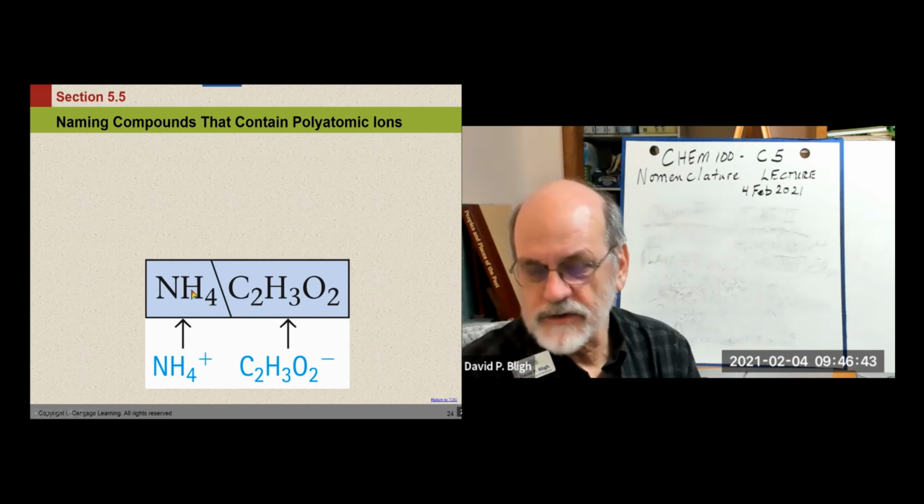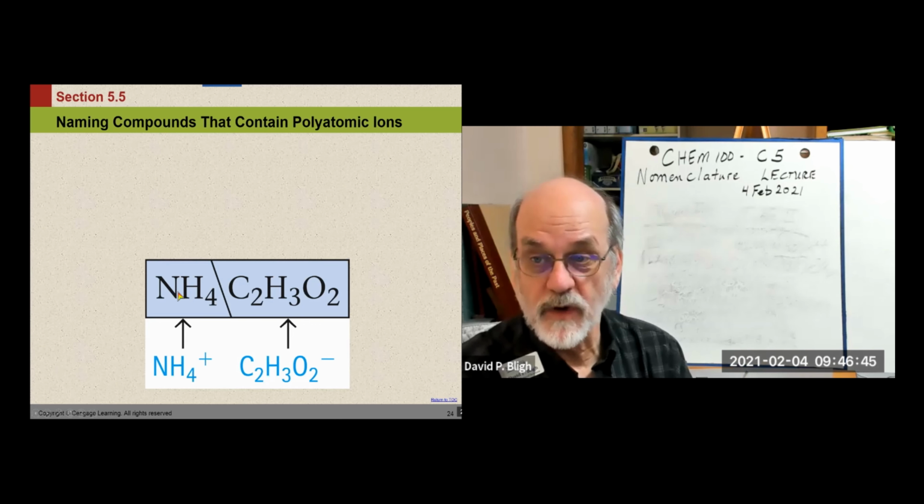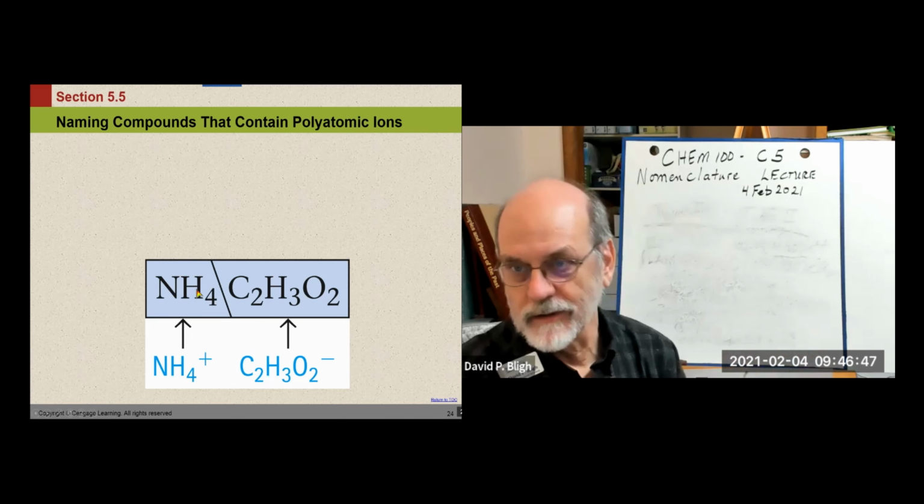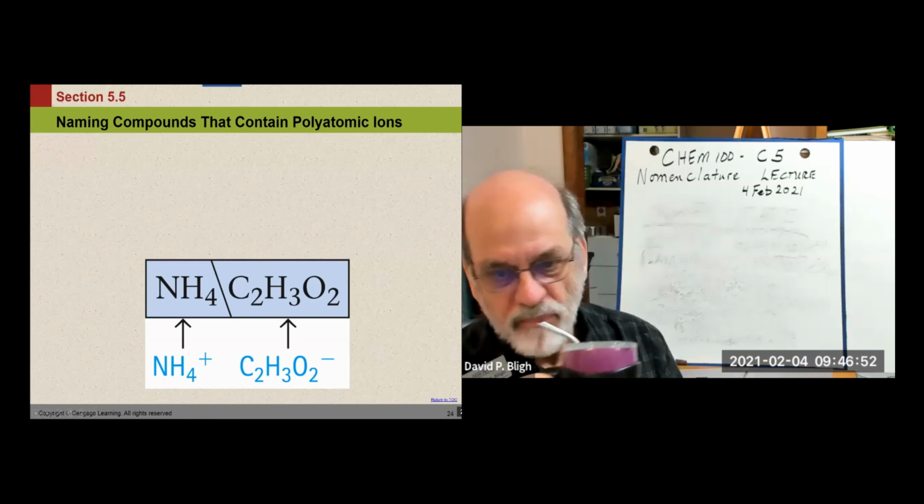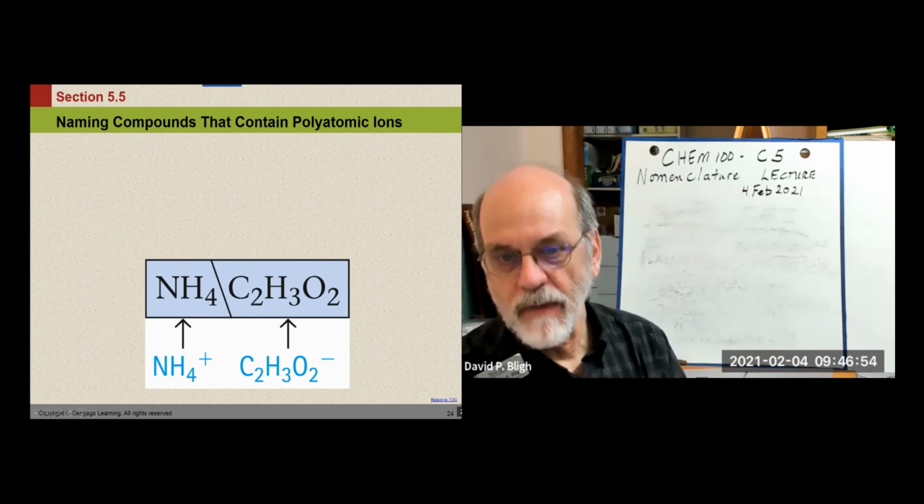And then this one, you just need to memorize that one because it's the only positive one in there. So just memorize it. I mean, how hard can it be to memorize one? That's ammonium.